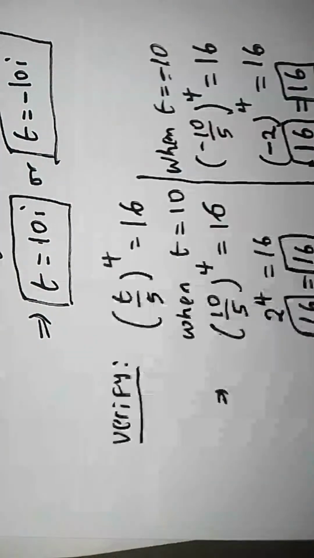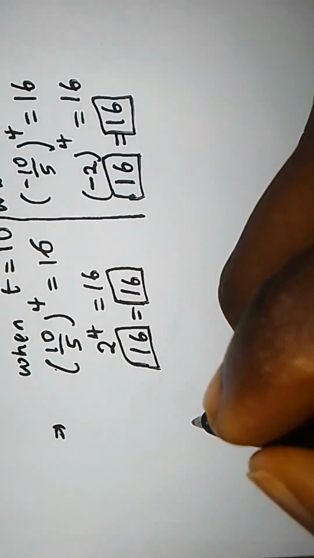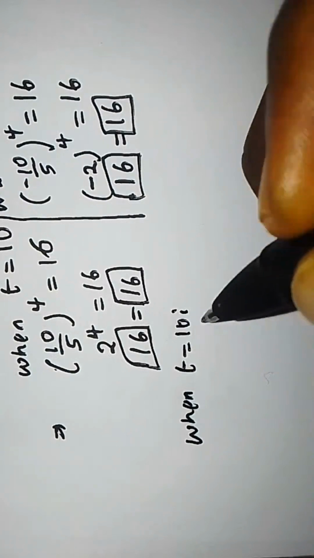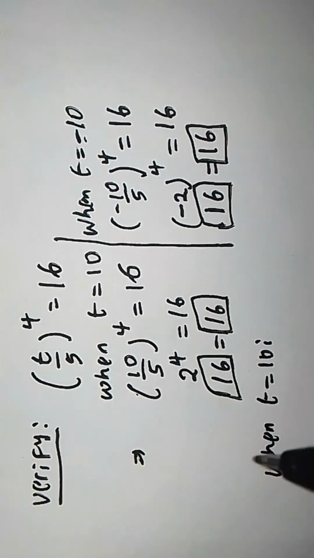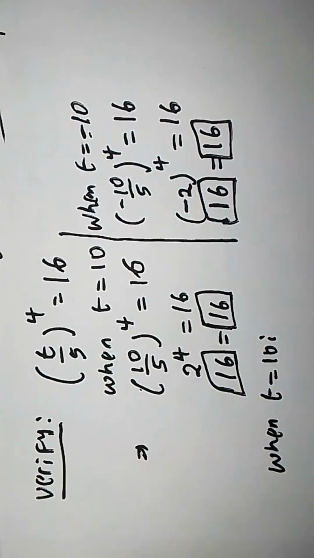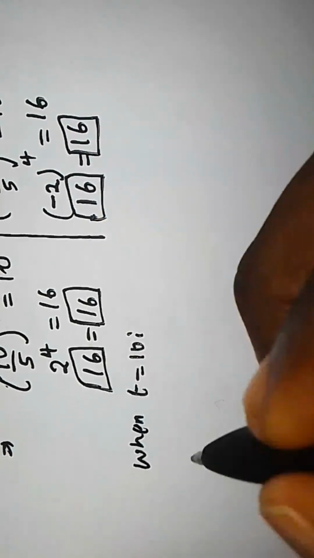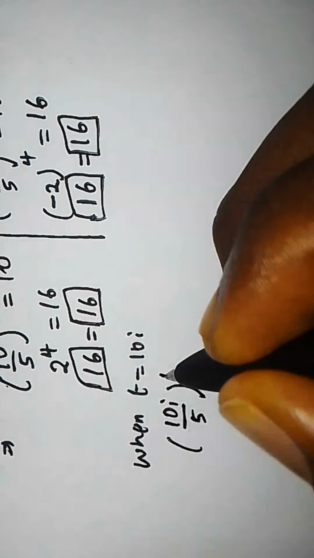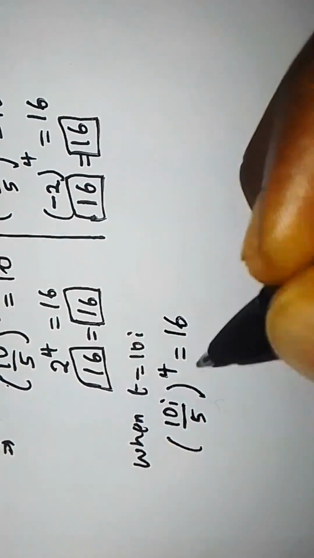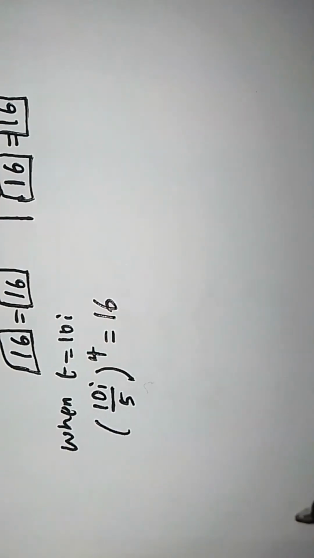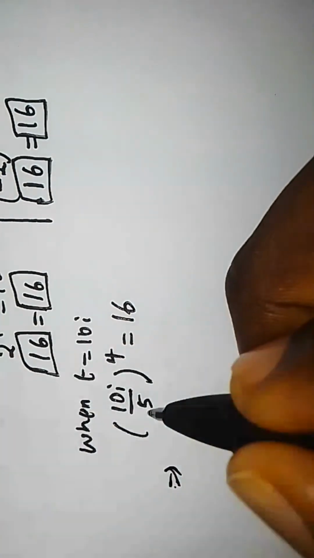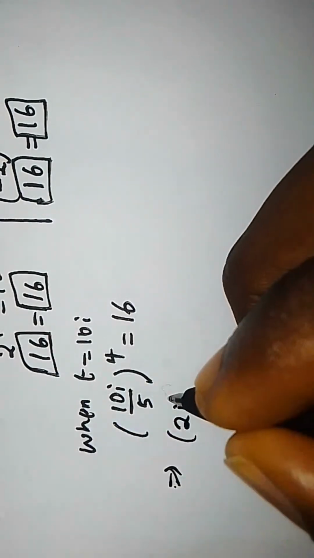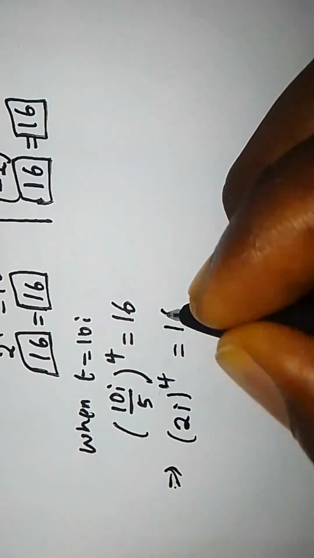When t is equal to 10i, we just plug this value also into this original equation. So let's do that. So that will be (10i/5)^4 equal to 16. Let's proceed further. This means that 10i divided by 5, that is simply 2i, to the power of 4 equal to 16.